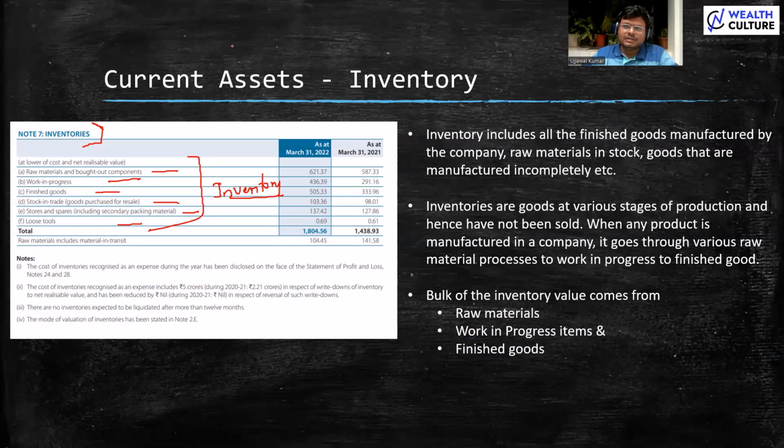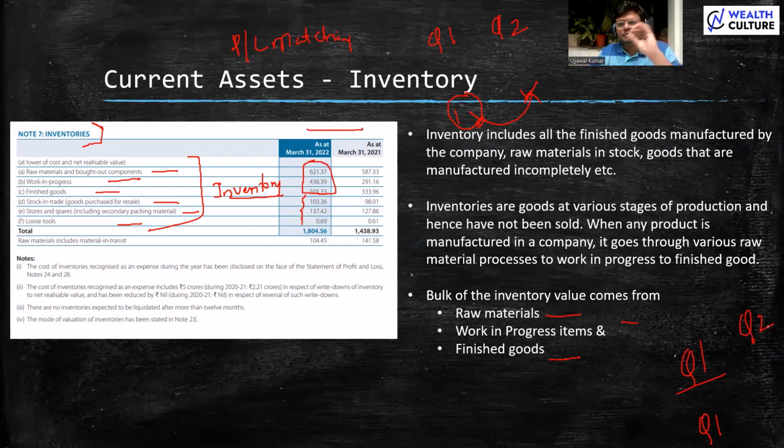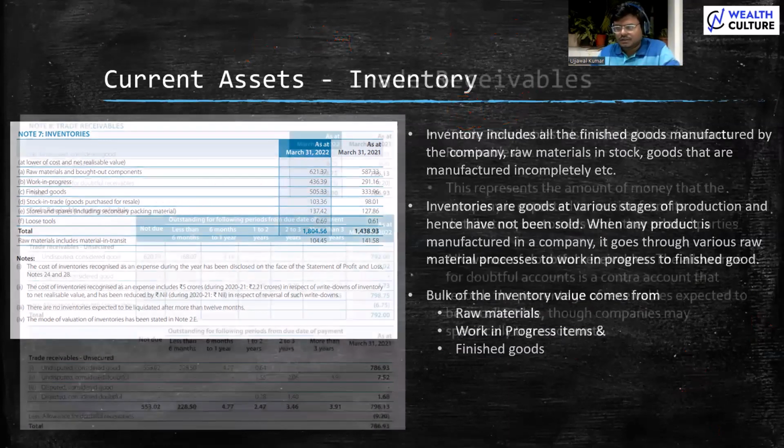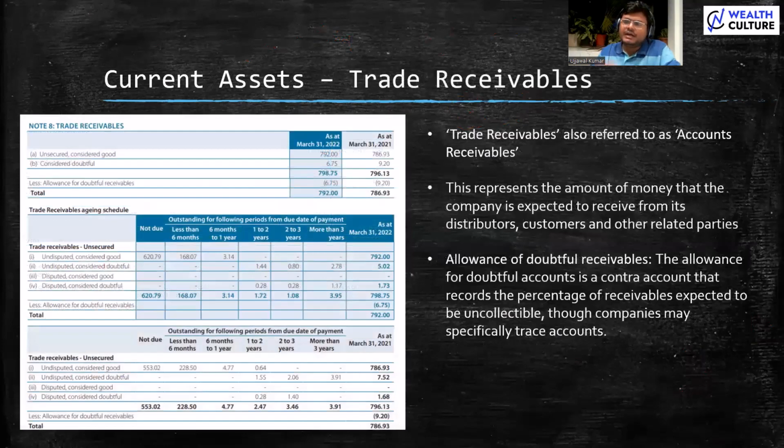We have discussed this in the P&L also, the matching principle, where something that was manufactured, let's say in Q1 and sold in Q2. So you manufactured in Q1, but you sold it in Q2. So this expense has to figure in Q2, not in Q1, right? So that matching principle is always followed. The lesser your inventory, the more efficient is the business.